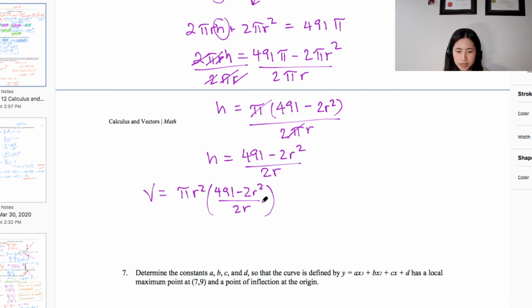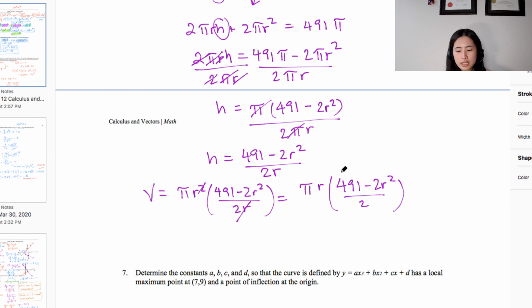We have 2r. What you can do here is first cancel out your r, because this is multiplication. You have an r here and you have an r here. So you're left with pi, and this is r multiplied to 491 minus 2r squared over 2, right? Okay, great. So I've gotten rid of my r in my denominator.